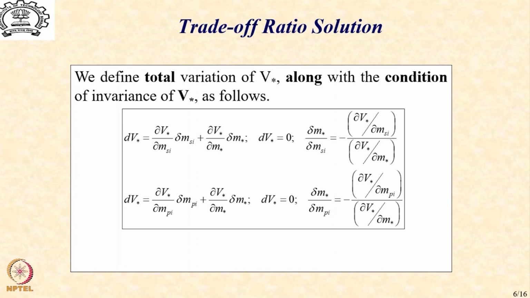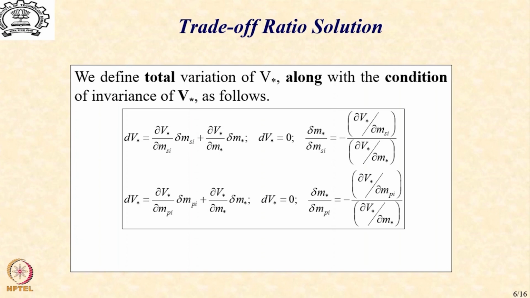Now, even though there are three variables, what we will do is take two at a time, which means that we will take M star and MSI as one group and M star and MPI as another group. And because we are using partial derivatives, it's a linear formulation, so that in case we need to change both MSI and MPI, it would just be a linear combination of these two separately.